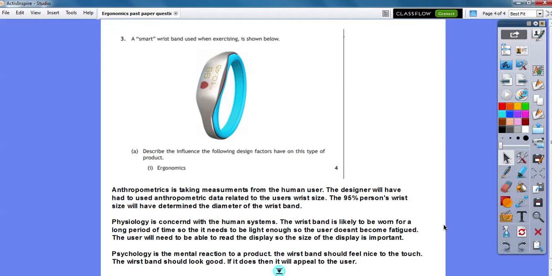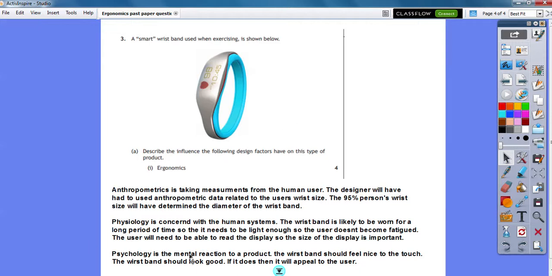The user will need to be able to read the display. So the size of the display is important. And these are all related to physiology. And that's how the human systems interact with the product. And then finally, we've got psychology.